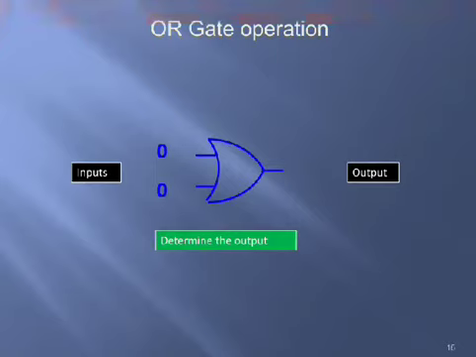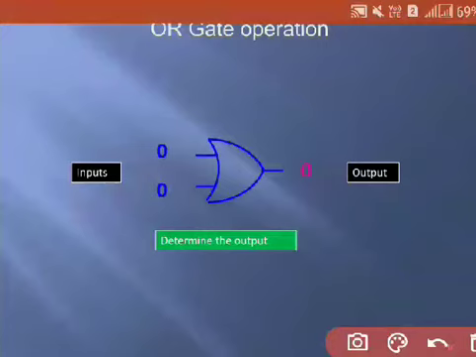And now we will see the OR gate operation. So this is the symbol of OR gate, and you are considering a two input OR gate for which you are giving 0 and 0, so you will be getting the output as 0. For 0 plus 0, you need to get the output as 0. So the output will be 0 for the 0 plus 0 combination.